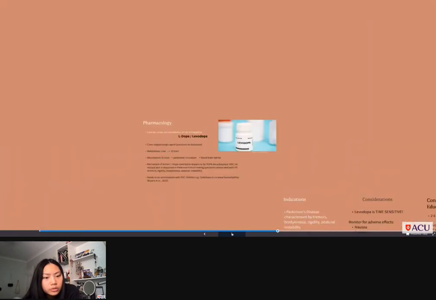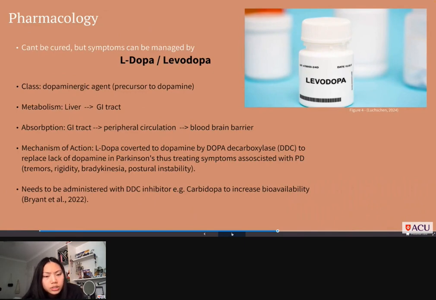So let's talk about the pharmaceutical treatment of PD. Because this is a neurodegenerative disease, it can't be cured, but we can manage the symptoms. The most common drug used as a first line measure is L-DOPA or levodopa. It's classed as a dopaminergic agent that is a precursor to dopamine. This typically is an oral tablet, absorbed in the GI tract, metabolized in the liver, and then enters the peripheral circulation. The way L-DOPA works is by first entering circulation, then crossing the blood-brain barrier, and then being converted into dopamine by dopa decarboxylase, or DDC. So it can be used, and this restores some of that normal function we mentioned earlier.